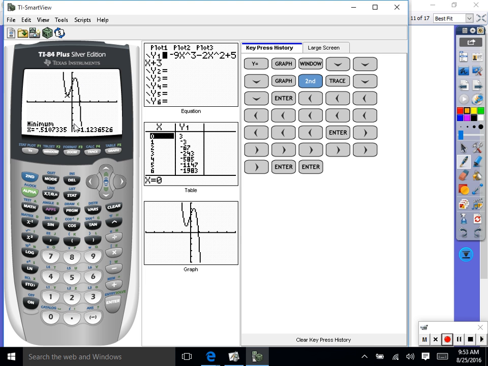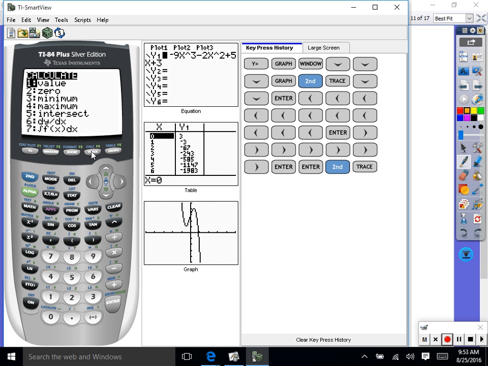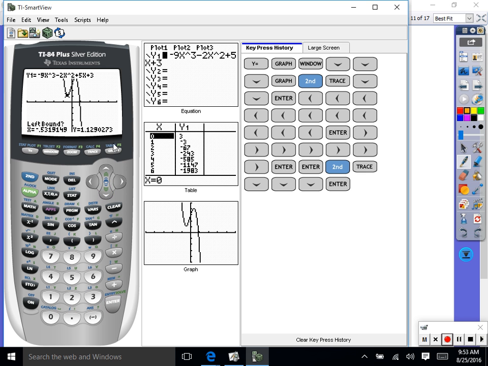So you're going to have to redo it, but now you have to do max. So we're going to go second, trace, and go to maximum. Now it says left bound. We have to be left of the max. The max is right here, so anywhere left will work. You see how I'm just randomly choosing right here? Does everybody see what I mean?